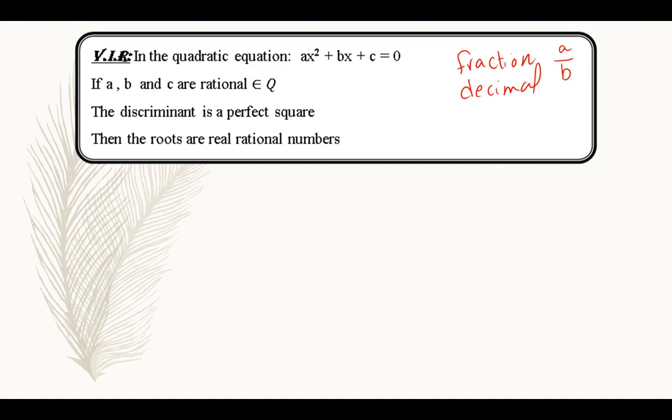So he says that if a, b, and c are rational numbers belonging to Q, and the discriminant is a perfect square, here you have two conditions: a, b, and c are rational belonging to Q, and the discriminant is a perfect square. What do we mean by perfect square? That you can write it as a bracket to the power of 2. So if you have the two conditions, then the roots are real rational numbers.